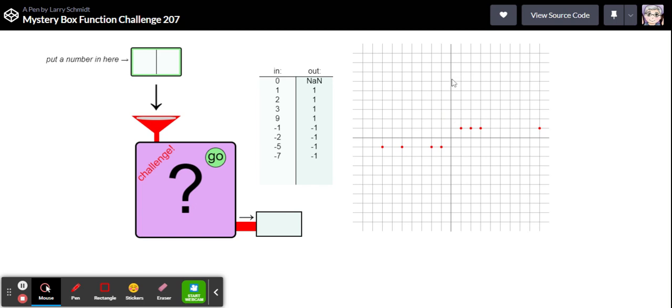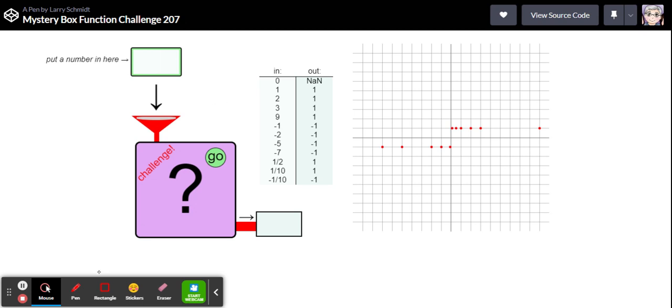I wonder what happens with fractional values when we get close. Does it approach the y-axis as an asymptote? Let's put in a 1/2. Oh, still 1. Let's put in a 1/10. Get really close. Still 1. How about a -1/10? And still -1 there.